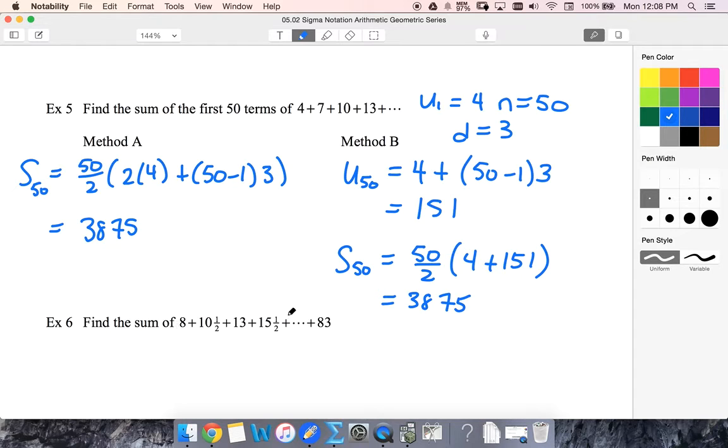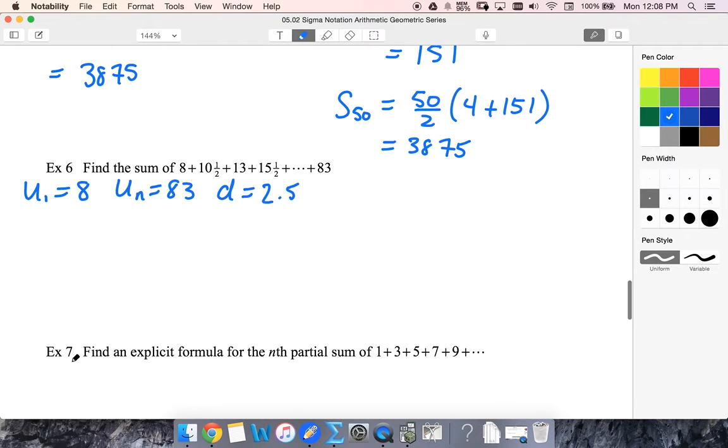This one, I know the first term, I know the last term. I can see that I'm going up by 2.5 every time, so let's label that. First term, 8. Nth term, 83. D value, 2.5. Well, to use either one of these formulas, I have to know the n. So the first thing I have to do is find n. So I know 83 equals 8 plus n minus 1 times 2.5.